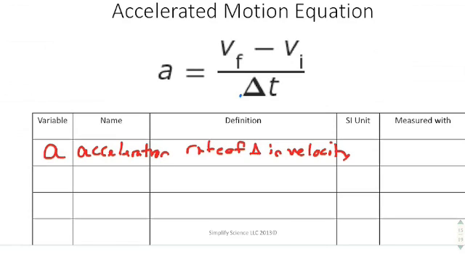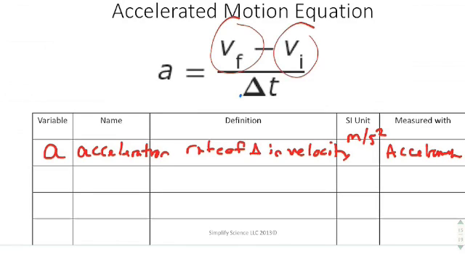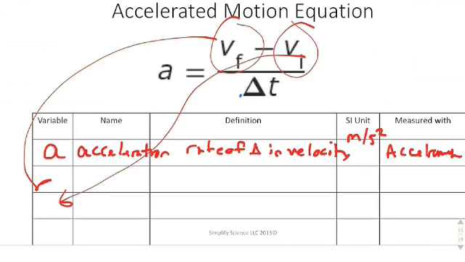Now the SI unit is the meter per second squared. A lot of people get confused between meter per second squared and just meter per second, but really they're different values, and acceleration is measured with an accelerometer. Now you should know what a final velocity and an initial velocity are, and you should be able to plug those values in. If you don't know what they are, refer to your notes from the previous unit, also time as well.